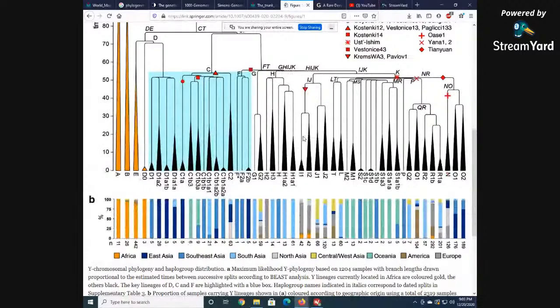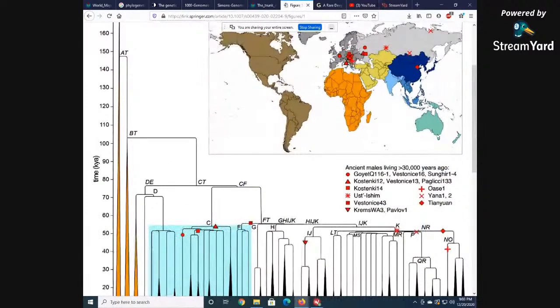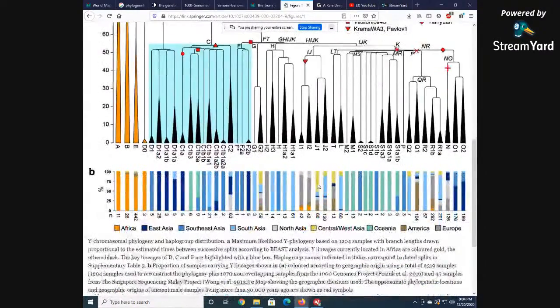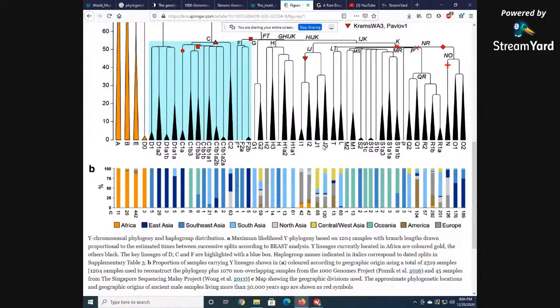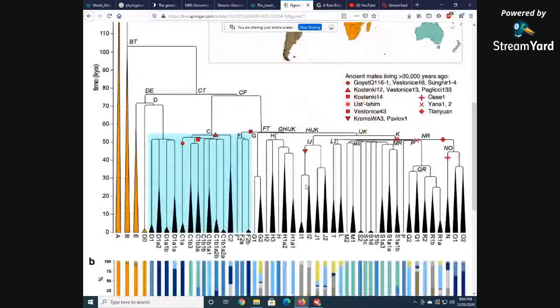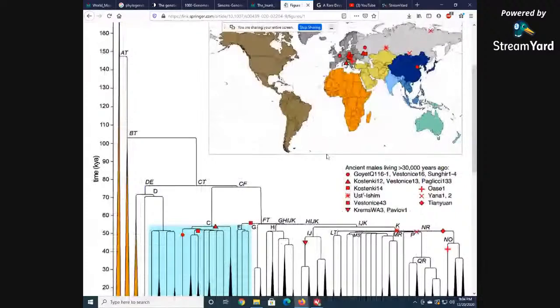Of course, this is also in Europe, the I1. The I1, the I2 is in Europe. And the J1, the J2 is in these areas here. It's even in India too. Okay, J1, J2. We got J2 in India. It's a lot of J2 in India.